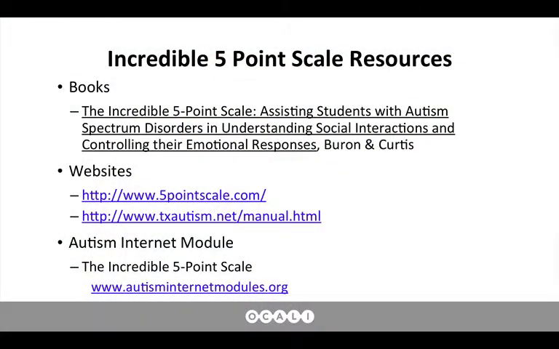This scale is also an example of one that only uses numbers and text and does not include pictures. These are various resources including books, websites, and an Autism Internet module that can be used to help parents develop and utilize the Incredible 5-Point Scale with individuals with autism.